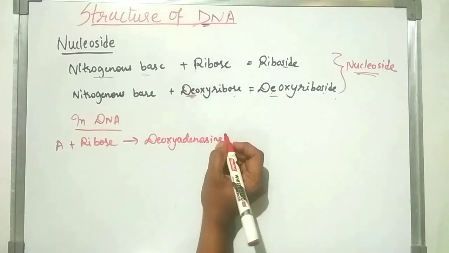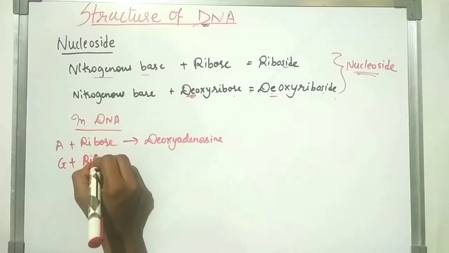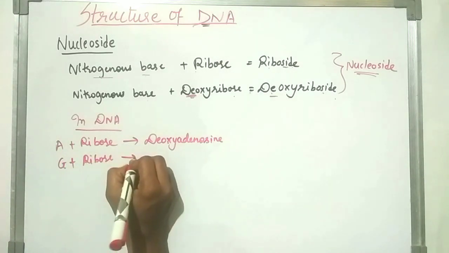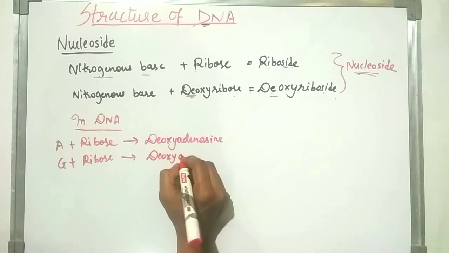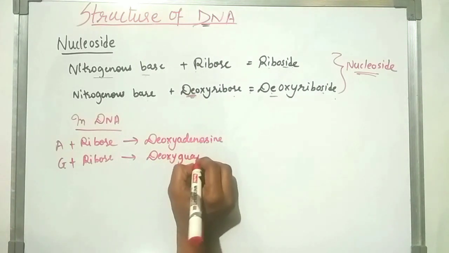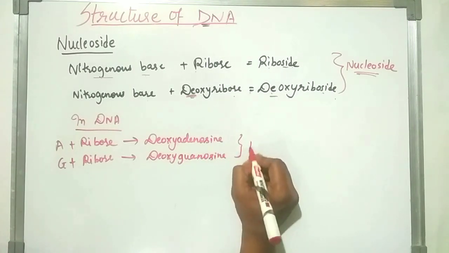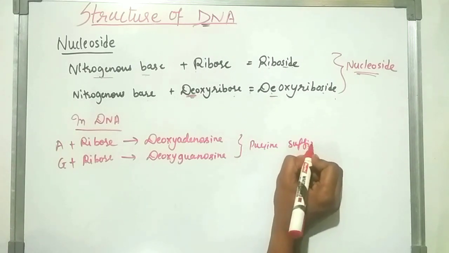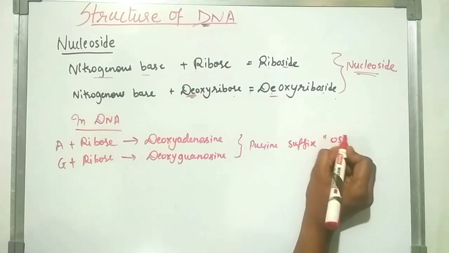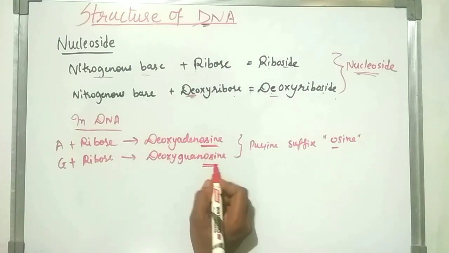Deoxyadenosine. Okay, so guanine plus ribose is called deoxyguanosine. This is a purine. In purines, the suffix will be osine. You need to remember this suffix, osine.